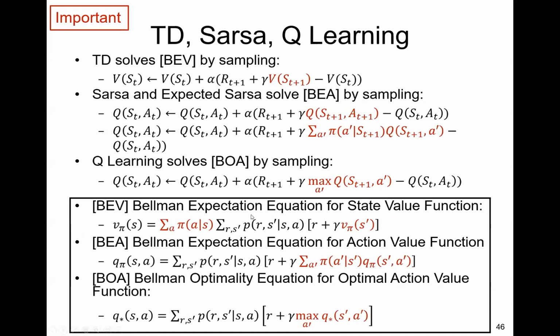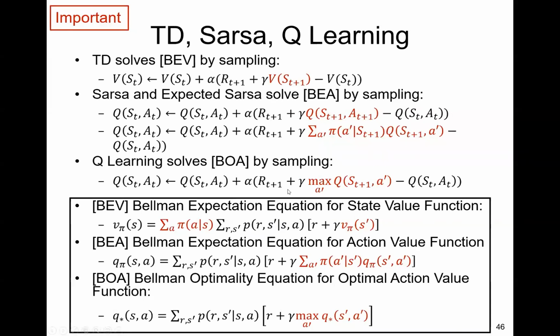If you think back to the Bellman equations, TD solves the Bellman expectation equation for the state value function by sampling. Because this equation has this P of S prime, R given S, A, that's the MDP model. For the model-free setting, you can only evaluate this expectation with sampling.